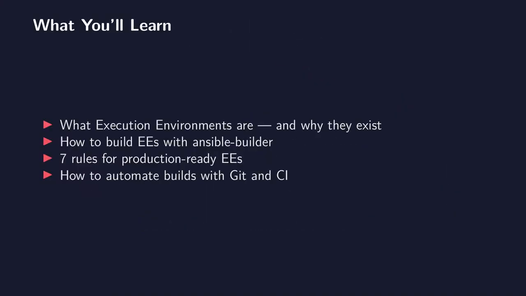In this video, you will learn what execution environments are and why they were introduced. How to build them with ansible-builder using Schema version 3. 7 rules that separate a production-ready EE from one that causes problems in 3 months. And how to automate builds with Git and CI.